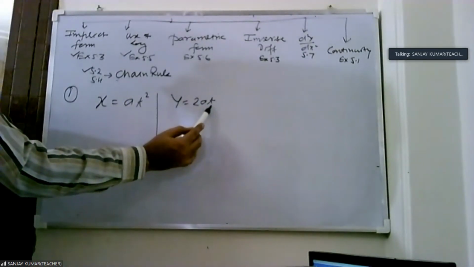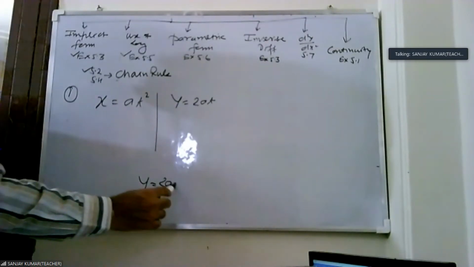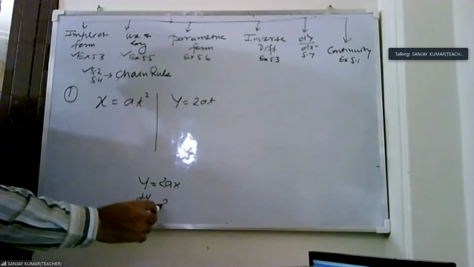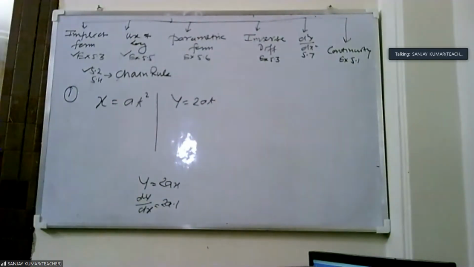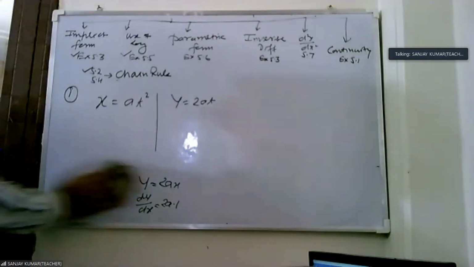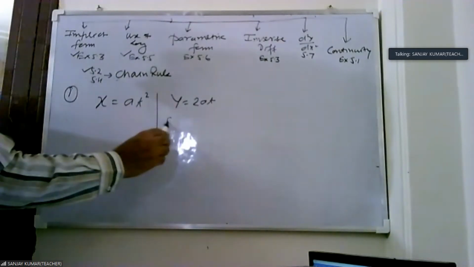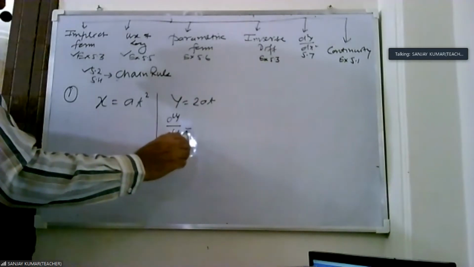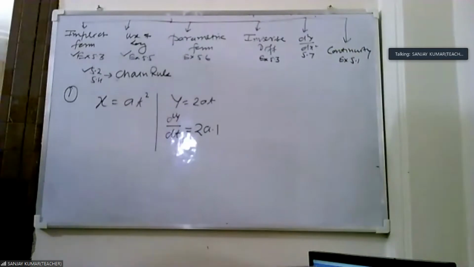We consider t as x. So if you have y equal to 2ax and he says find dy by dx, that is very simple: 2a into 1, because the derivative of x is 1. Now here you have t as x. You consider t as x. So if you find dy by dt, that is very simple: 2a into 1.